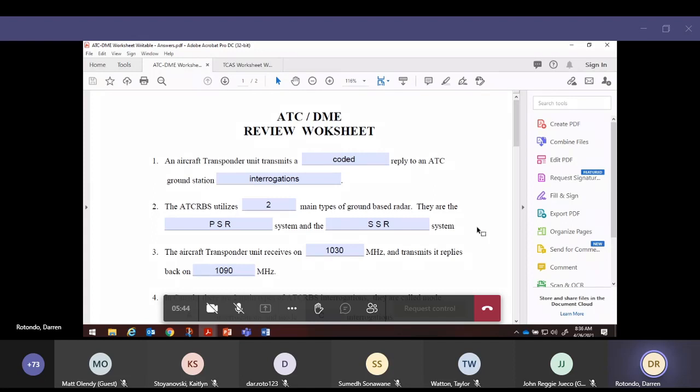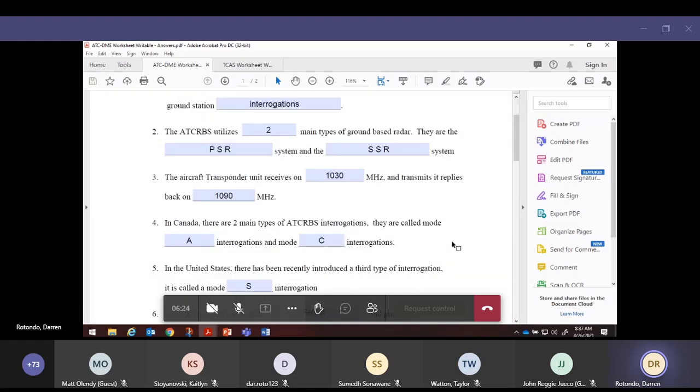Question 3, the air traffic control transponder unit. Your transponder unit, the one that lives in your aircraft, actually receives these interrogations on 1030 megahertz. However, it transmits its replies back on a different frequency, 1090 megahertz. So we're dealing here with UHF, line of sight, it's pulse. So the higher you are, the better off you're going to be with this system. In Canada, there's 2 main types of air traffic control radar beacon system interrogations. They're called the Mode A interrogation, and the second one is the Mode C interrogation.